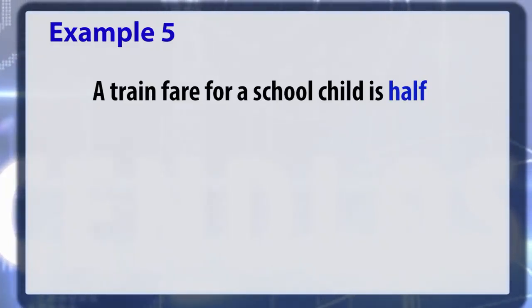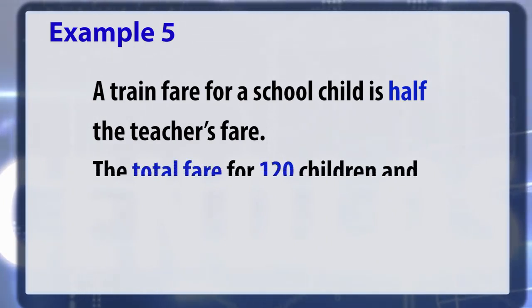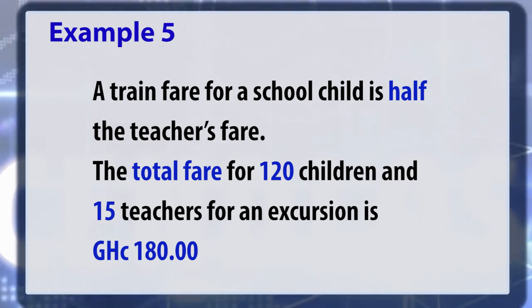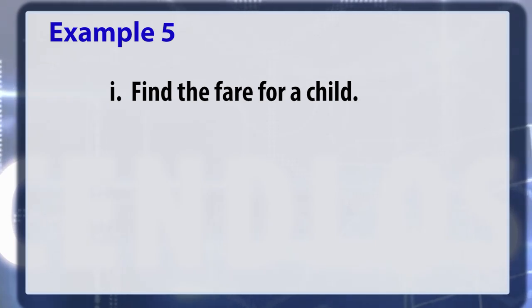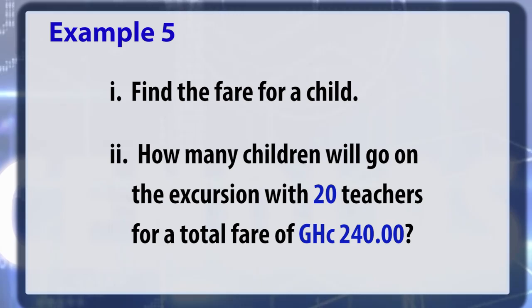A train fare for a school child is half the teacher's fare. The total fare for 120 children and 15 teachers for an excursion is 180 Ghana cedis. Find the fare for a child. And then, how many children will go on the excursion with 20 teachers for a total fare of 240 Ghana cedis?